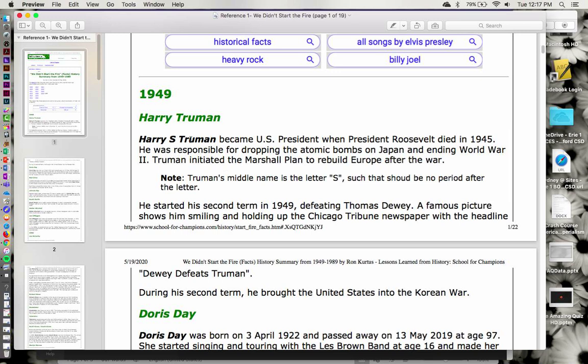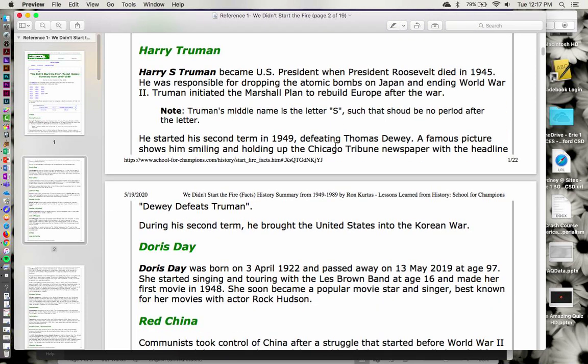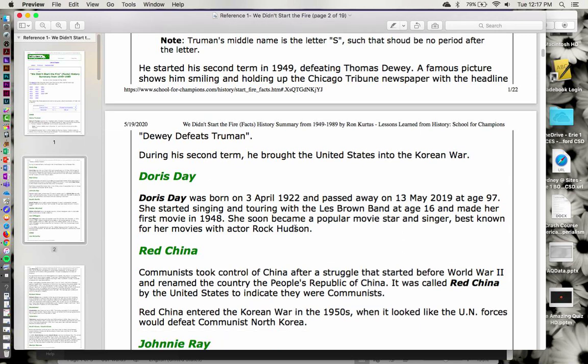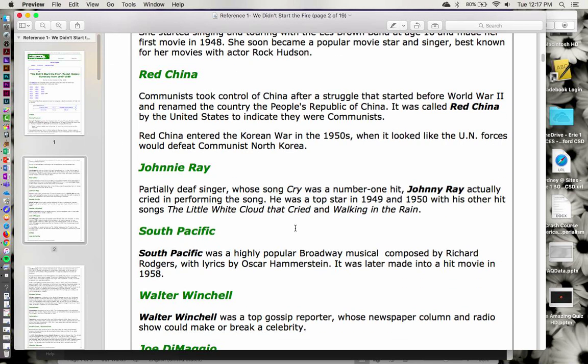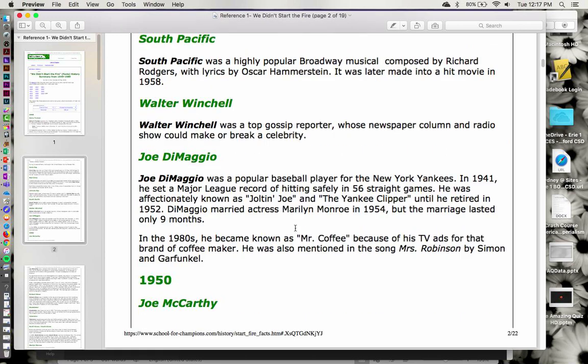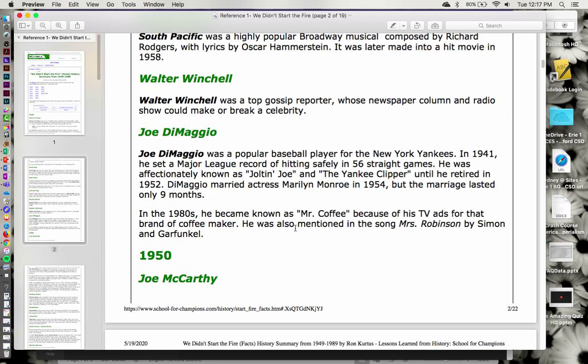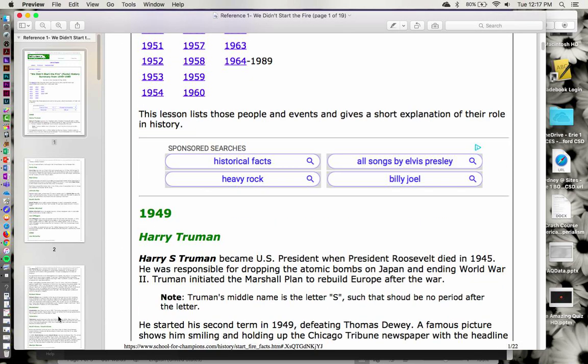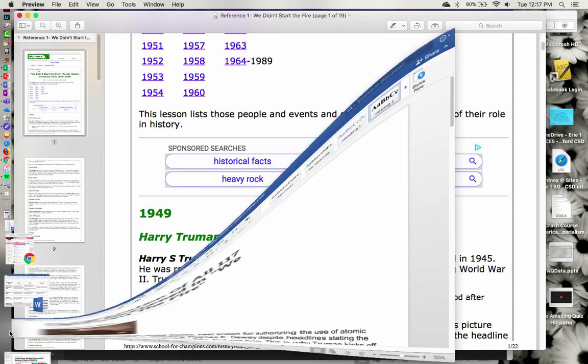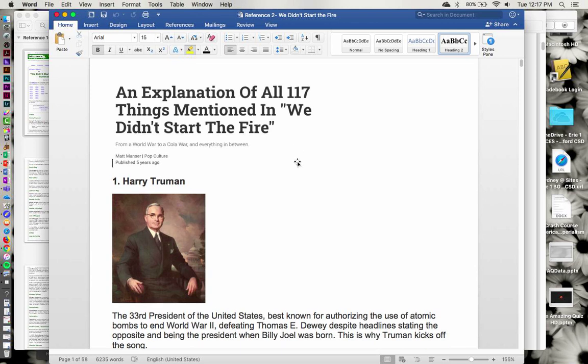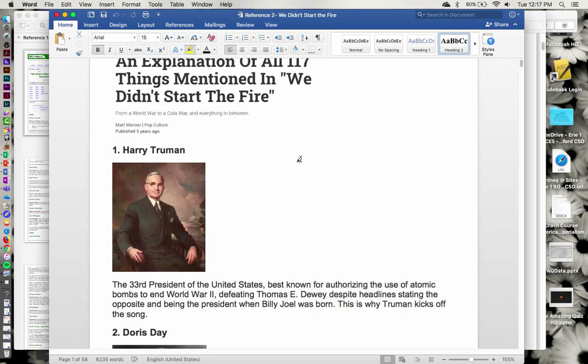This here tells you Harry S. Truman, who he was, what year, important things that happened during that presidency. Does the same thing for Doris Day, Red China, Johnny Ray, and all throughout the 117 terms that are included in the song. Now, if we look at the second reference, this does the exact same thing, just gives you a different definition, maybe some different information. You can use either one.